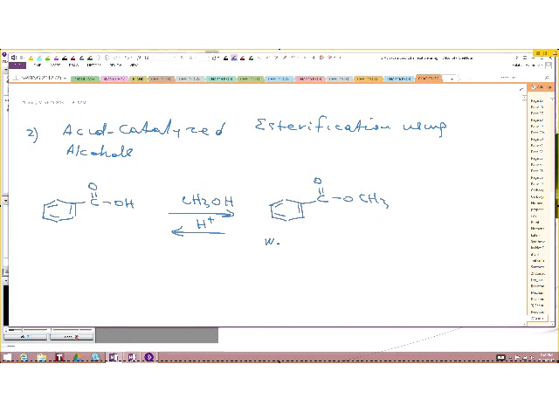For methyl benzoate, this is an ester. And this type of reaction, in which you take an alcohol and react it with a carboxylic acid to form an ester, we refer to as Fischer esterification.